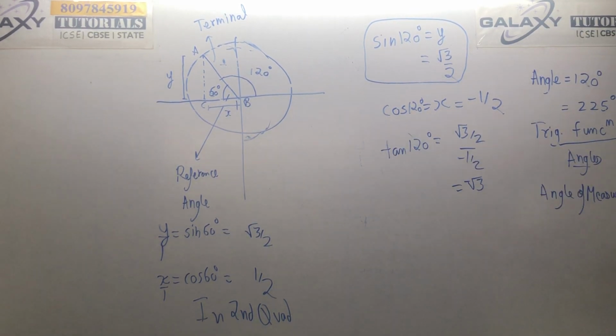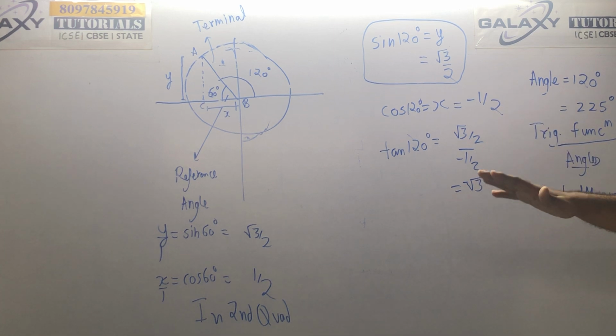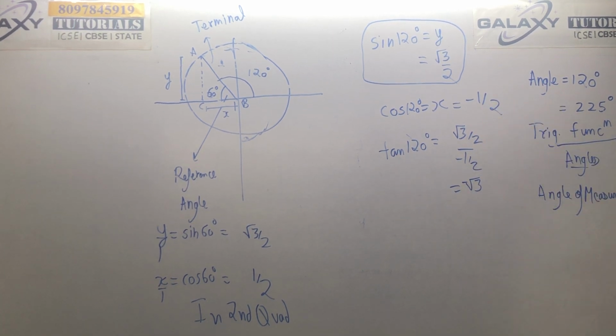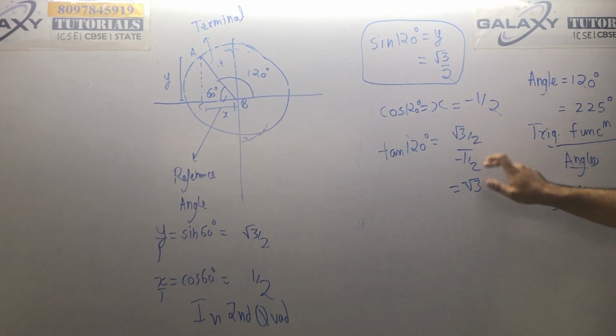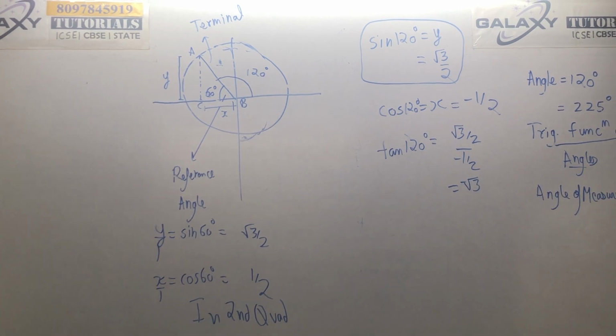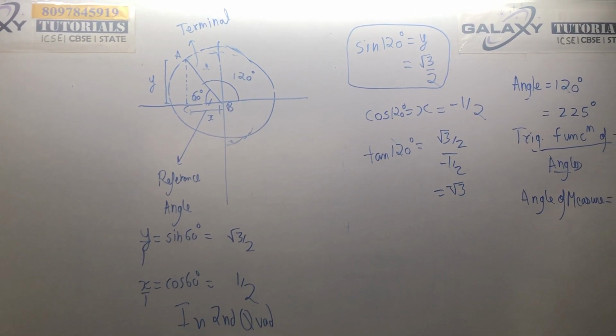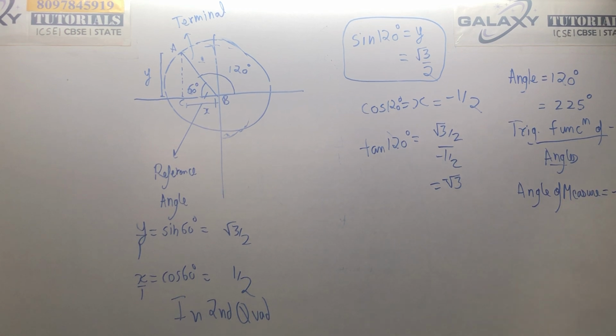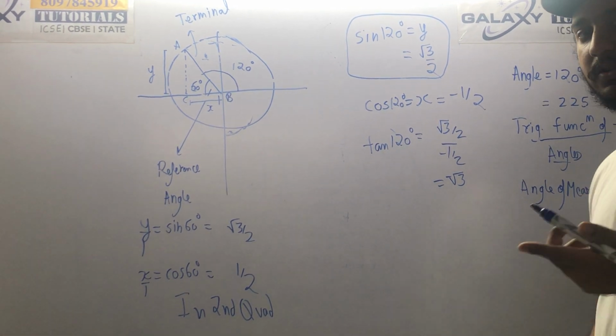Okay, so this was the conventional method. You can find secant and cosecant yourself. This is pretty easy. That's just the inverse of all these three. I am not going to do that. So what I was going to tell you was the shortcut method. This is the long method, the conventional method. Now we are going to look at the shortcut method.